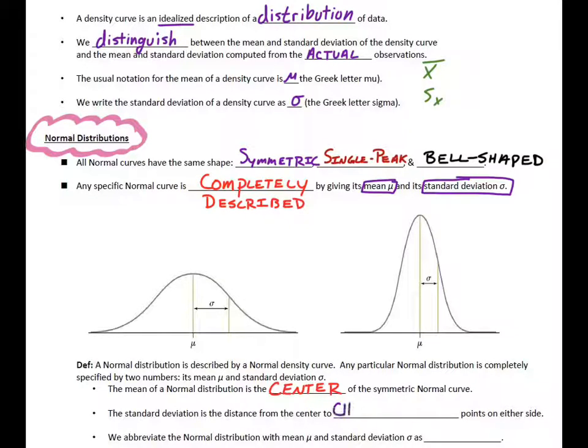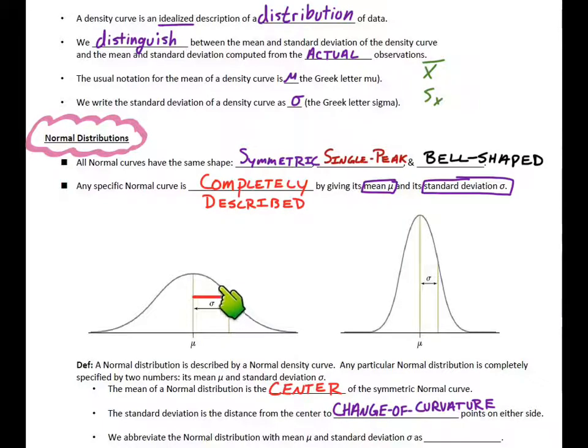The standard deviation is the distance from the center to the change of curvature points on either side. What do I mean by that? The change of curvature points. Okay, so let's look at these two graphs. The standard deviation for this one on the left here is this distance. If I compare this standard deviation to the mean, that point right there on the curve is special.